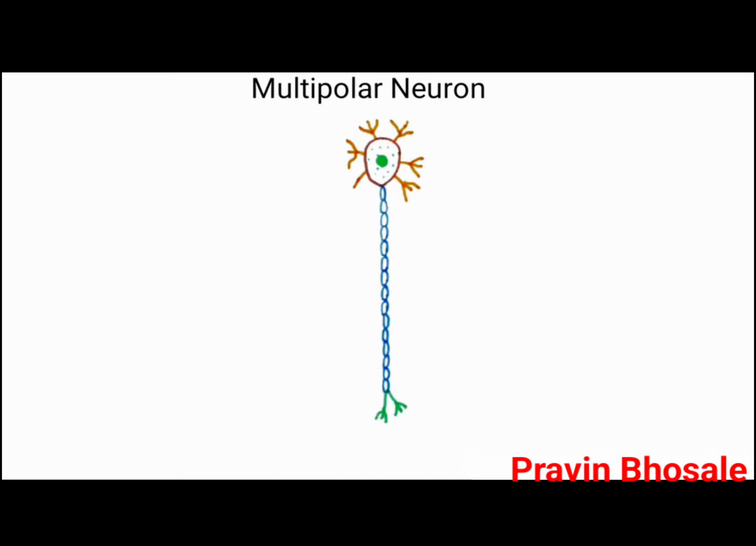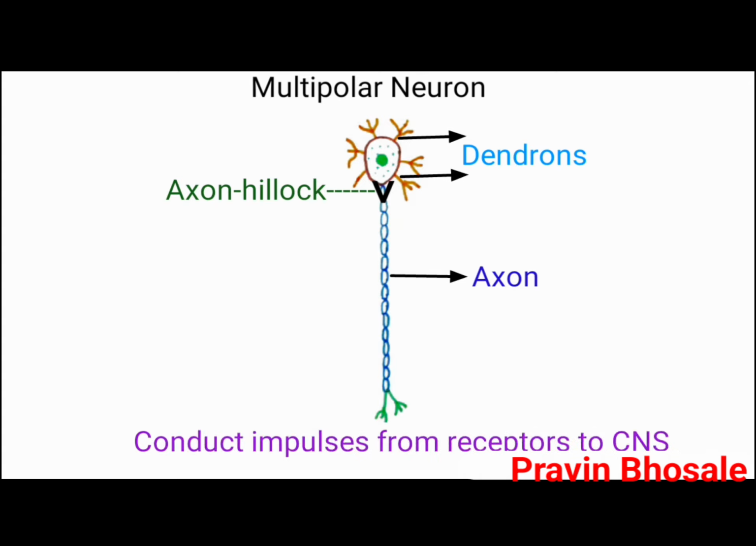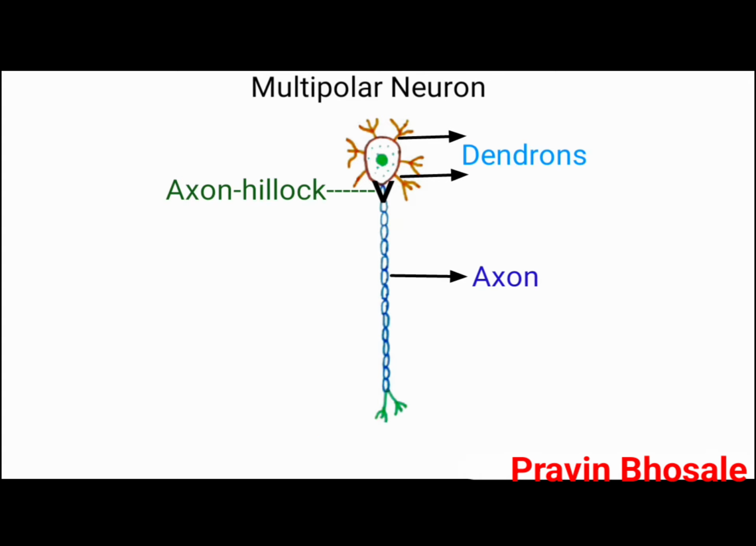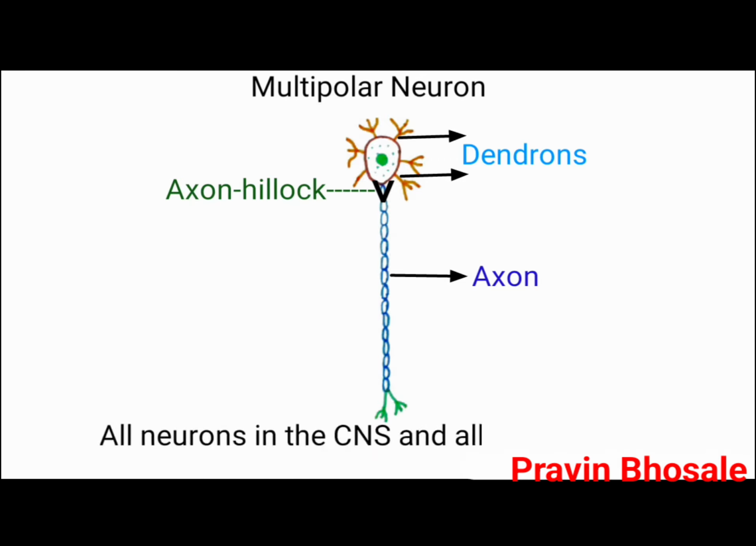Multipolar neuron is star shaped and gives out more than two processes. There is only one axon and the remaining are dendrons. Axon initiates from a funnel shaped area called axon hillock. It conducts impulses from receptor to central nervous system. It forms an integration network between sensory and motor neurons. Almost all neurons in the central nervous system and all motor neurons are multipolar.